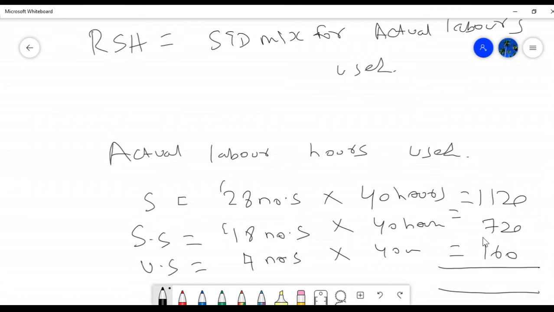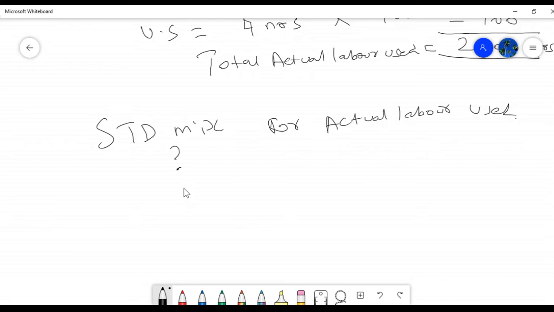For this we have to identify the standard mix. How to identify that? Standard mix for actual labor hours used. What is our standard mix? Just first we identified it now. How much did we identify for skilled, how much for semi-skilled, how much for unskilled? For skilled, how much did we identify?